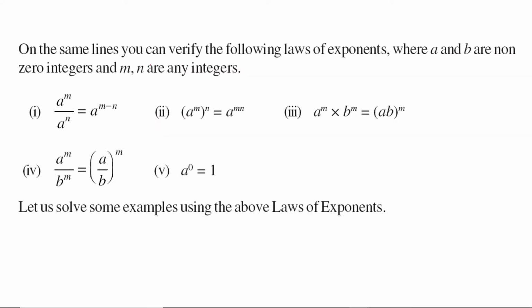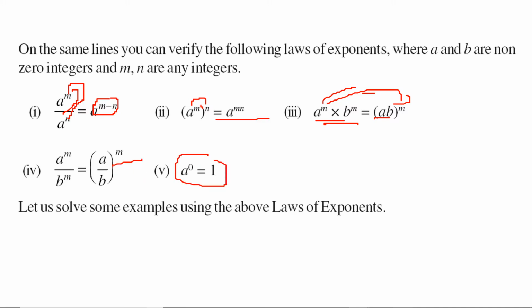After this law of exponents, there are certain more things you need to remember. That is a to the power m divided by a to the power n. For division, if the bases are same, the powers will be subtracted, m minus n. If a to the power m is raised to the power n, m and n will be multiplied, a to the power m into n. a to the power m into b to the power m is nothing but ab to the power m, because the powers are same, the bases are different. So we take the bases together and take the power together. a to the power m divided by b to the power m is nothing but a by b to the power m. Anything to the power 0 will always be 1.